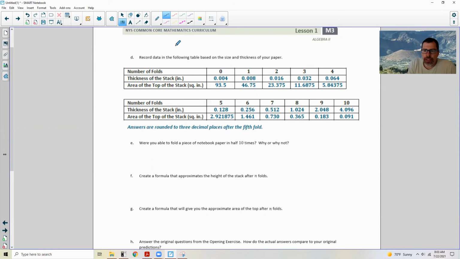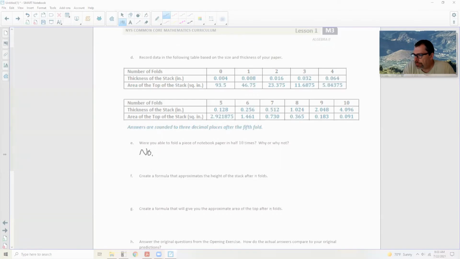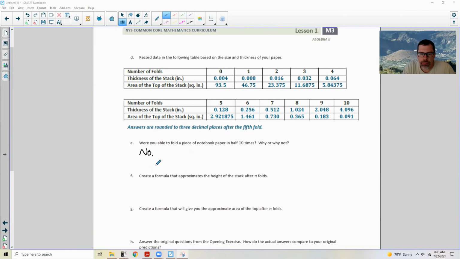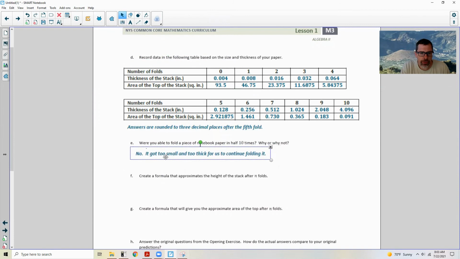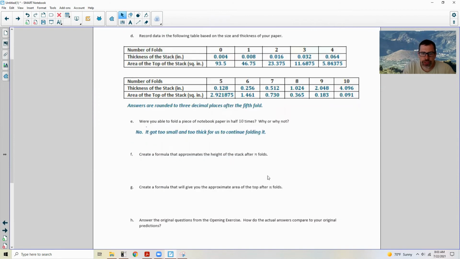Okay, so the question part E says, were you able to fold a piece of notebook paper in half 10 times? And I was not able to. The answer is no. I only got 7 on mine. You might have been able to get 8, but I only got 7. So let's bring in that answer. Okay, so the answer is no. It got too small and too thick for us to continue folding it.